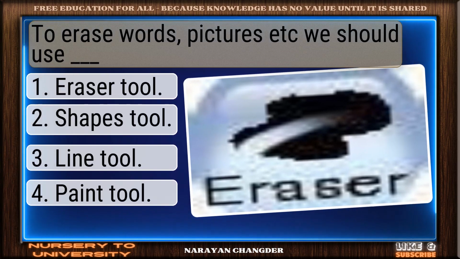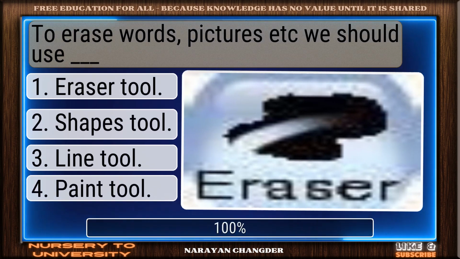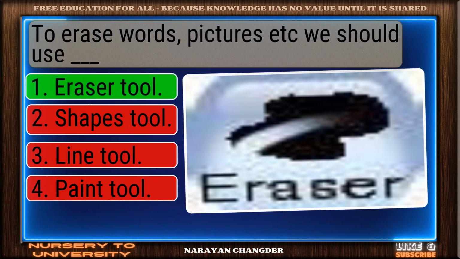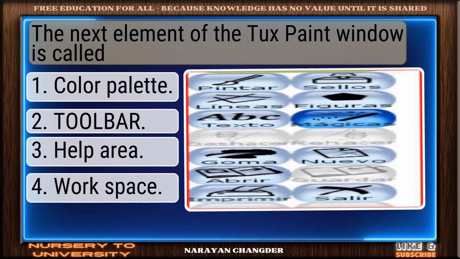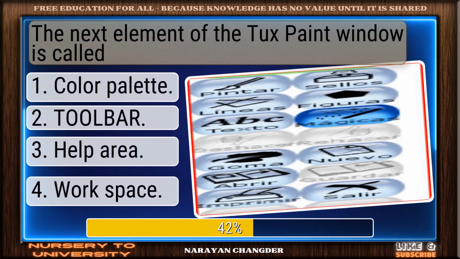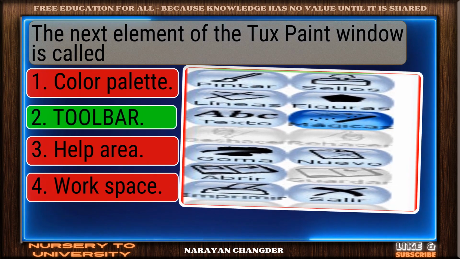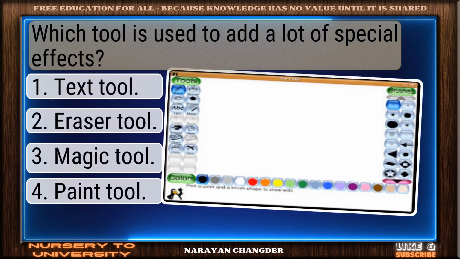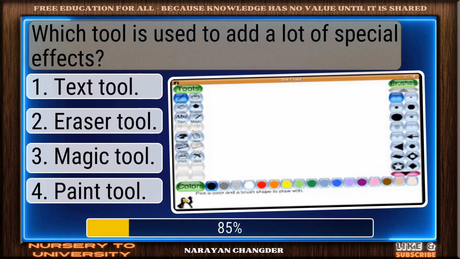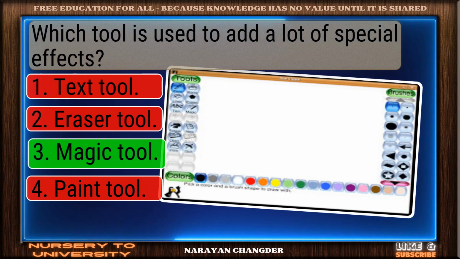To erase words and pictures that we do not want, we should use dash. Solid response. Eraser tool is valid. The next element of the Tux Paint window is called. Correct. Toolbar is spot on. Which tool is used to add a lot of special effects? Great thinking. Magic tool is right.